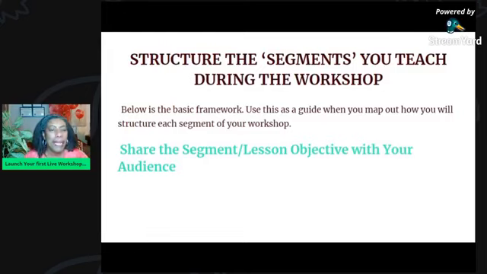Now, structure the segments and teach during the workshop. Below is the basic framework on the next slide. Use this as a guide when you map out how you will structure each segment of your workshop. Share the segment, the lesson, and the objective with your audience.